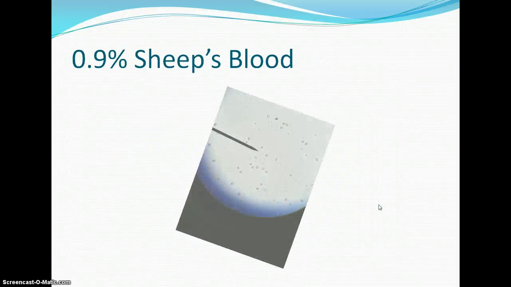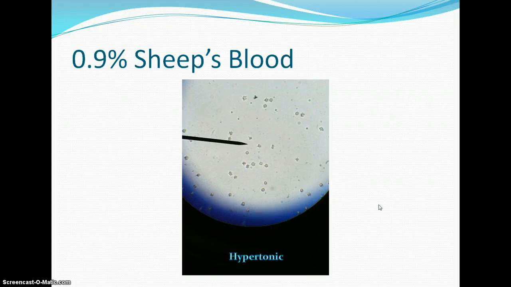Alright, and then here's the last slide we saw, and this is hypertonic. And you can tell because if you look closely, you can see that the cells are shriveling up, which is called crenation, whereas if the cells are bursting, that's called lysis. And it only really shrinks when the solute concentration of the outside environment is greater than the concentration on the inside of the cell.